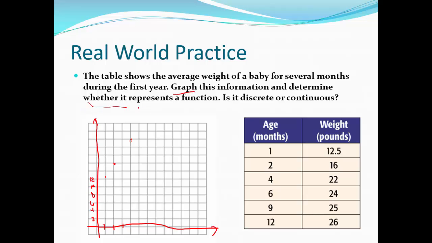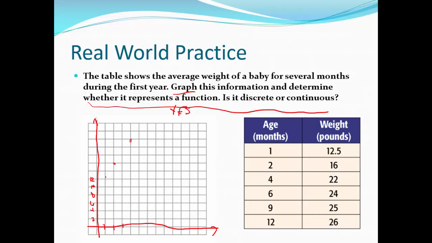Let's look at the second part, whether or not this represents a function, and is the function discrete or continuous. Well, do any of the x-coordinates repeat on my table? No. So this is a function. And think about it. It makes sense that it's a function. I don't think you can be 2 different weights at the same point in your life. I know scales fluctuate, but basically you're generally the same weight.